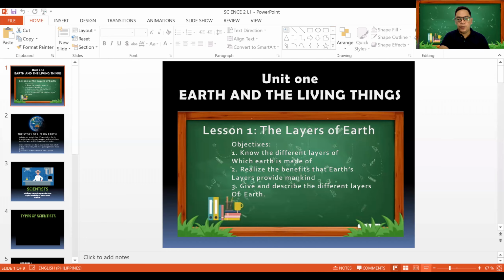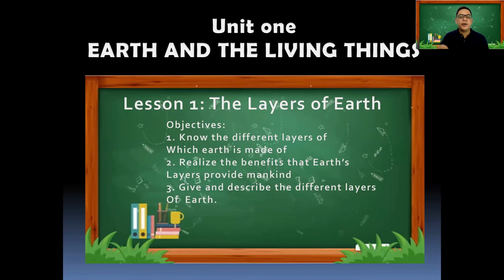So for Unit 1, we're going to talk about Earth and the living things. Lesson 1, we're going to talk about the layers of the Earth. At the end of these lessons, our objectives are: Number 1, know the different layers of which Earth is made. Number 2, realize the benefits that Earth's layers provide mankind. Number 3, give and describe the different layers of Earth.